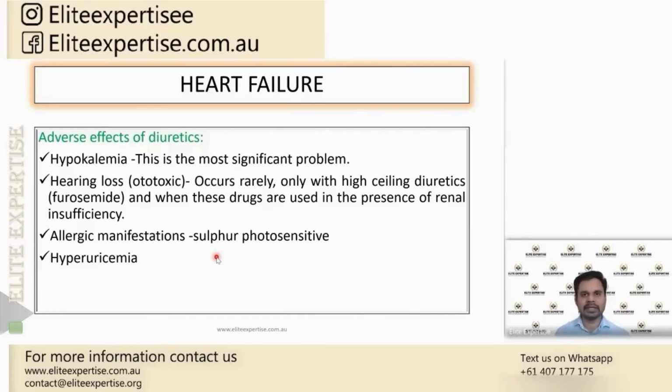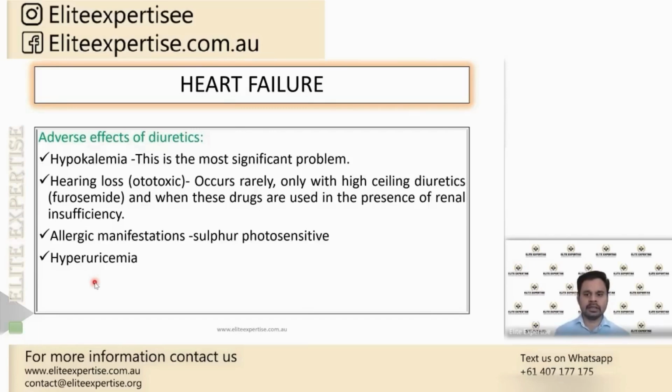Then the other side effect is allergic reactions, because furosemide in its structure contains sulfur. Even thiazide diuretics contain sulfur. Due to the presence of sulfur, these drugs cause photosensitivity reactions and skin rashes. And hyperuricemia. These drugs increase the uric acid levels and they may precipitate gout in the patient. So all these are a few of the adverse effects associated with the diuretics.